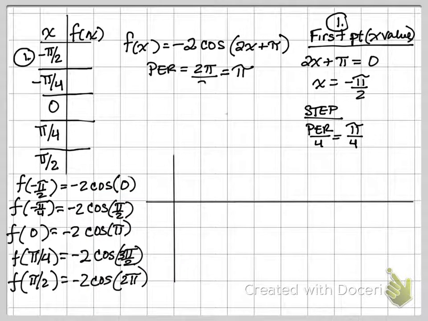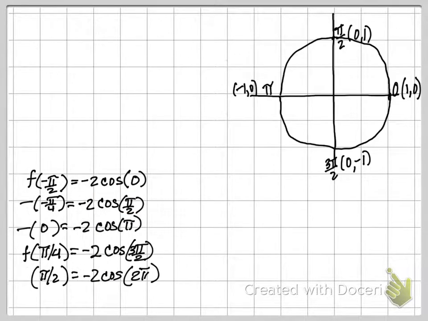I'm going to go to another page here. And just recall that cosine of 0 means that I go to 0 on the unit circle, the angle of 0. So look at the unit circle up to the right, and I see the 0 here, and then I want the x coordinate. So the cosine of 0 is 1.